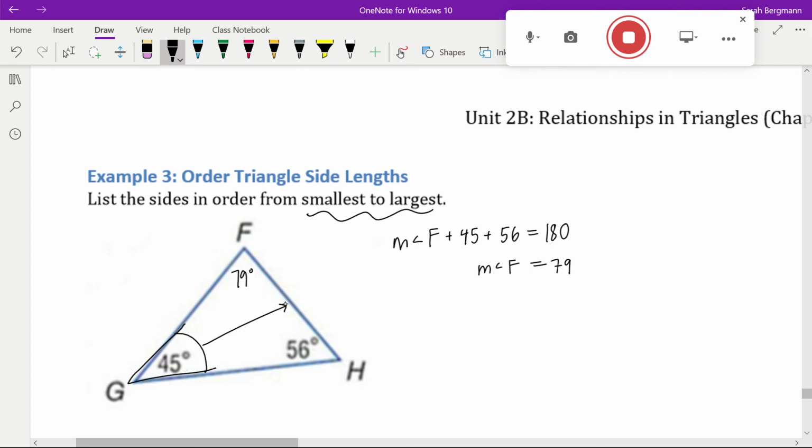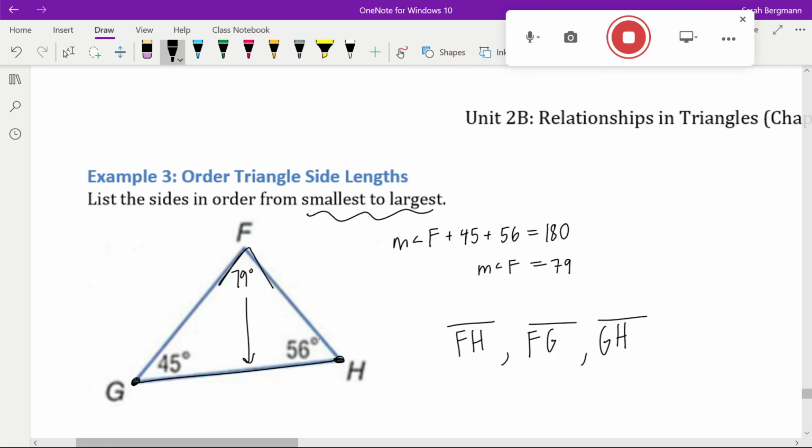So the side across from angle G is side FH. I know side FH must be the shortest side since it's across from the smallest angle. Next, I know angle F is the largest angle. It's across from side GH. So I know side GH must be the longest side. That leaves me with FG as my medium side across from the medium angle.